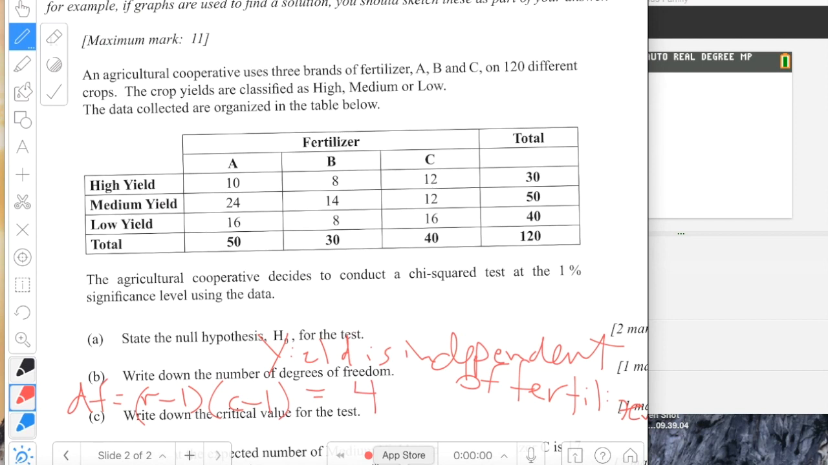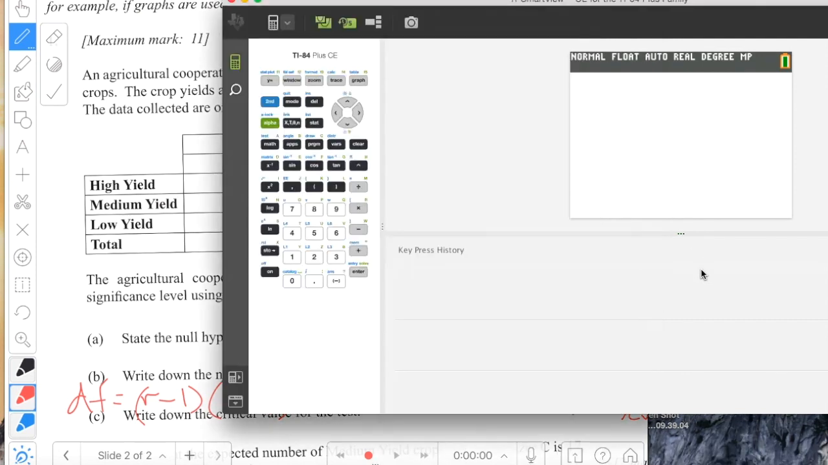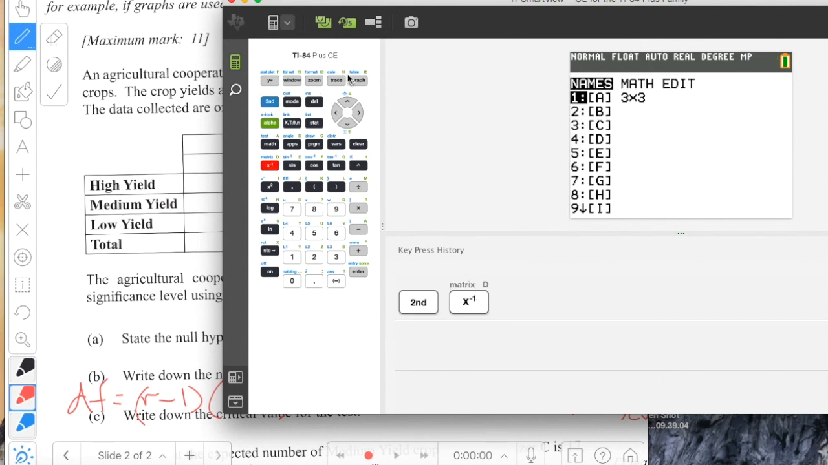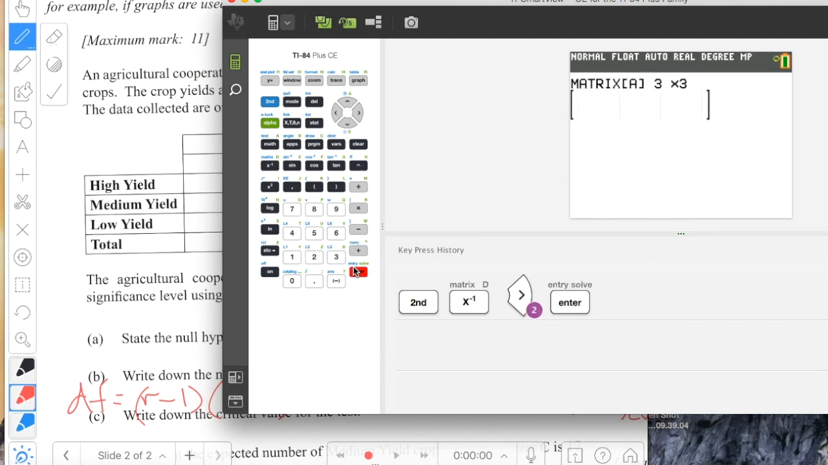Okay, write down the critical value for the test. Time to use the TI-84. We're going to input a matrix. So you need the blue matrix, and we're going to edit a matrix, and I said the matrix is 3 by 3. And you can see I've already put in all the data for the observed frequencies in the matrix. High yield was 10, 8, and 12, etc.